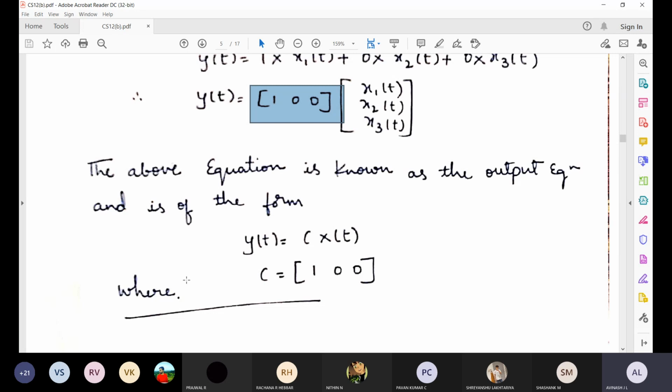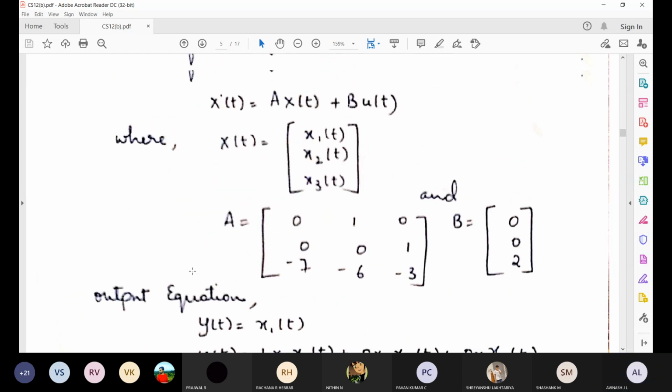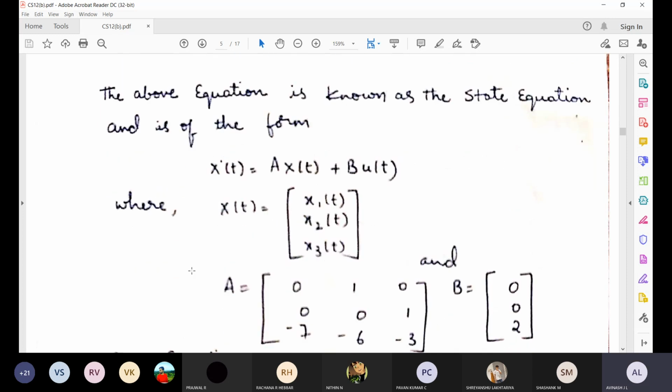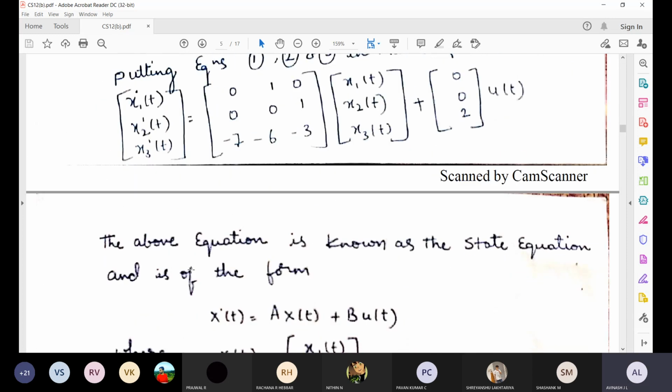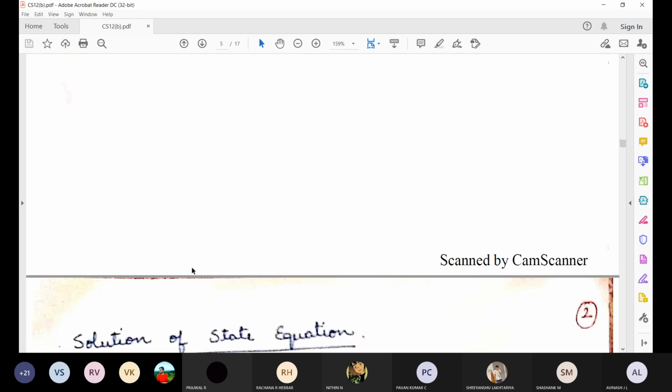Okay. So this is how a differential equation can be represented in terms of a state equation. This particular equation is called the state equation, we say.